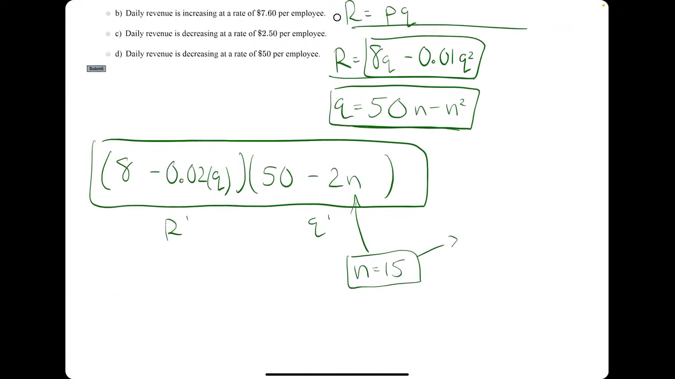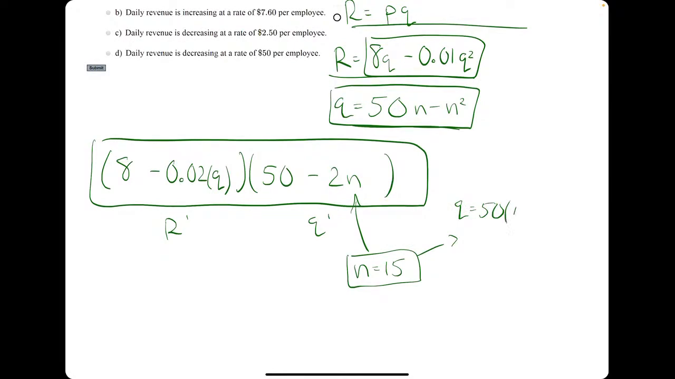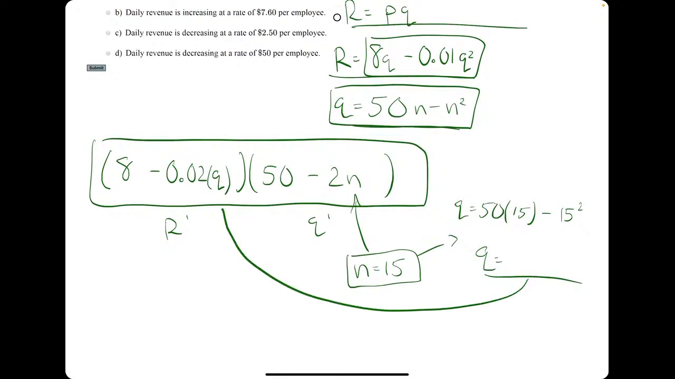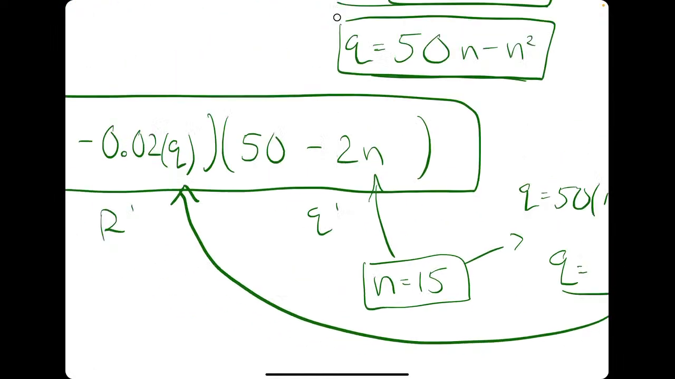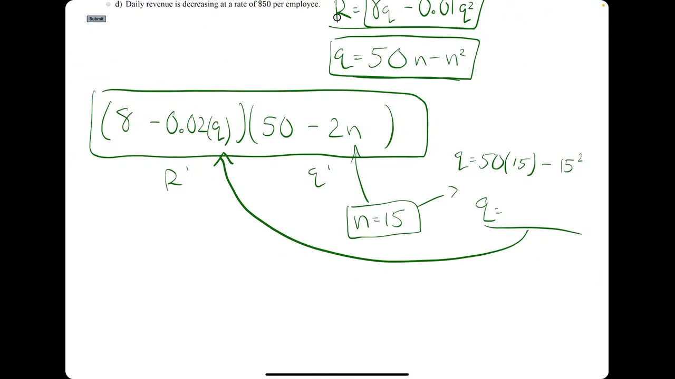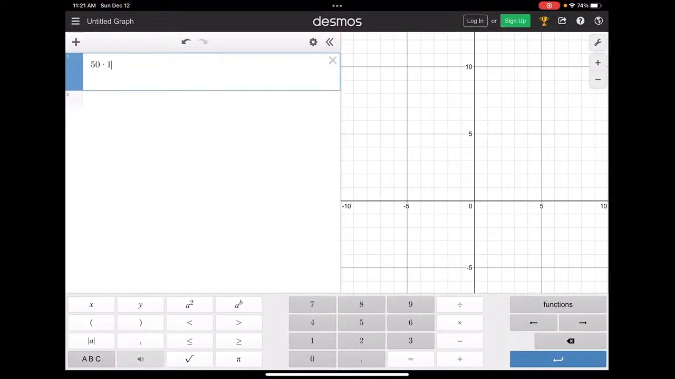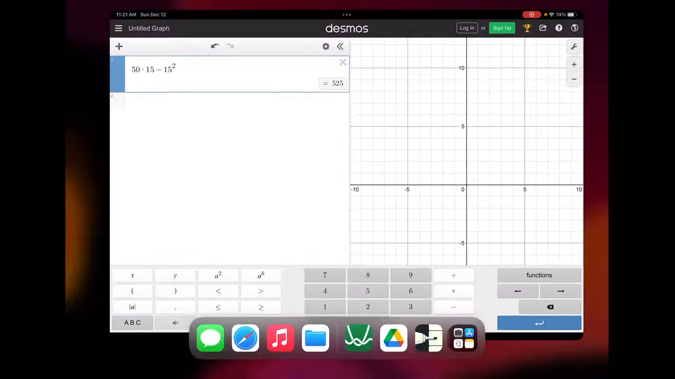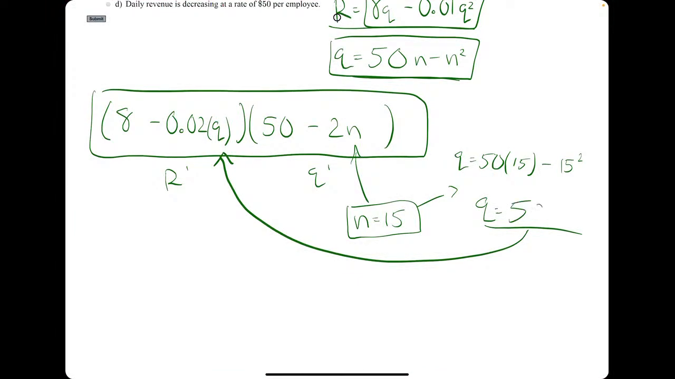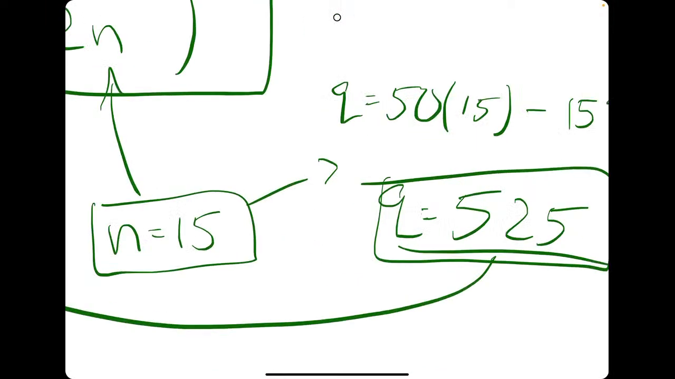So 50 times 15 minus N squared, or 15 squared. So let's calculate what this Q value is. Once we have it, we'll plug in Q here while we plug in 15 here. We'll calculate all of it and we'll be done. 50 times 15 minus 15 squared, 525. So that tells us when N equals 15, quantity is 525.